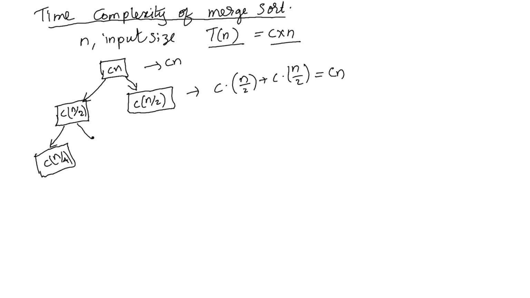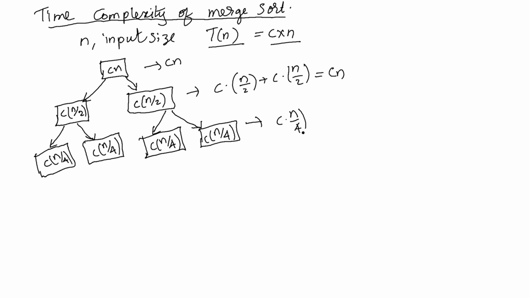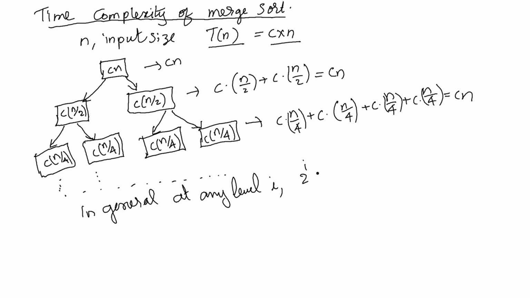That is, on level 3, we have 4 nodes with time complexities of T(n/4), which is half of the input size of the second level. So the total time complexity will be C times n/4 plus C times n/4 plus C times n/4 plus C times n/4, which is equal to C times n for the third level nodes combined. In general, we can say that at any level i, the total complexity is 2^i times C times n/2^i, which is always C times n.